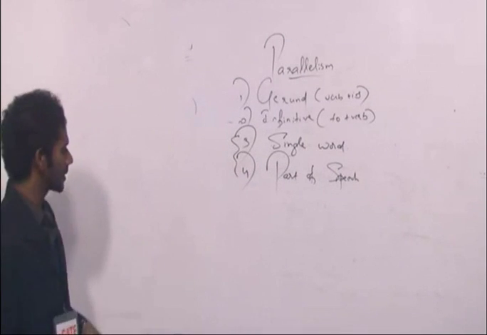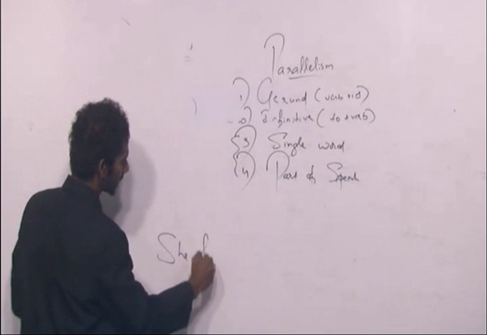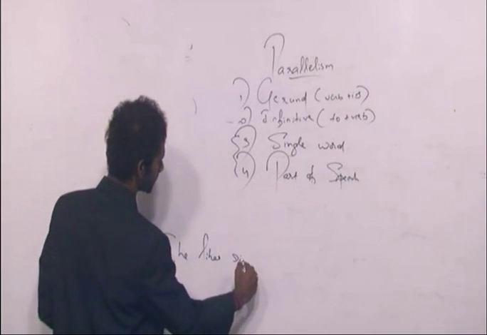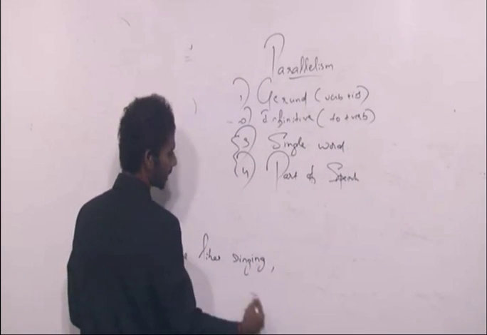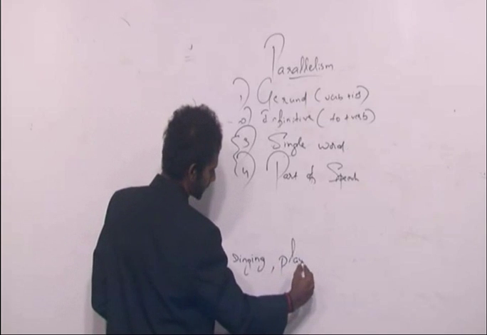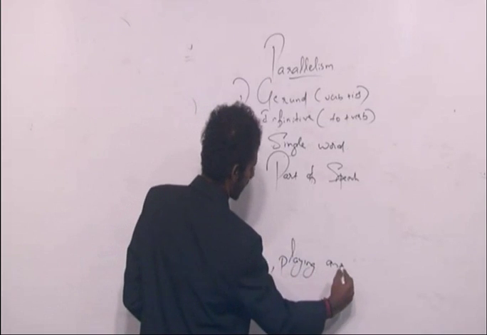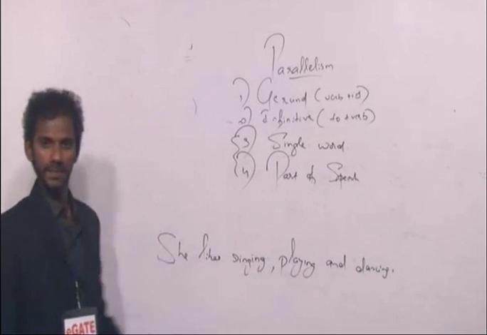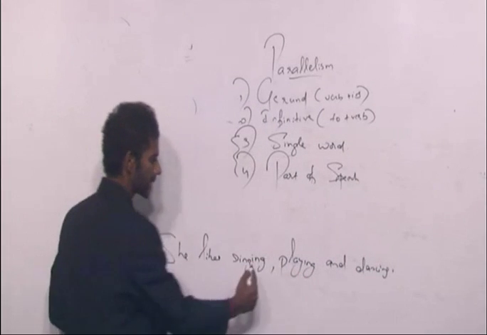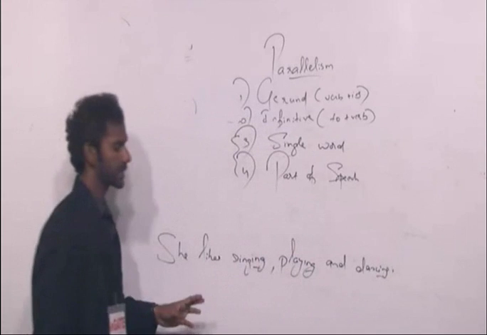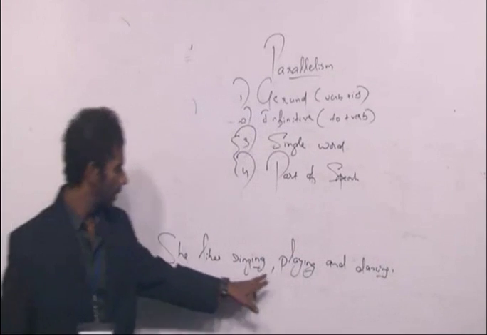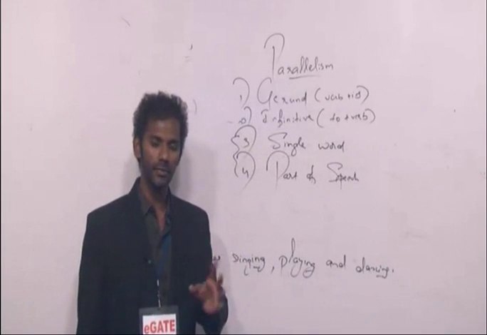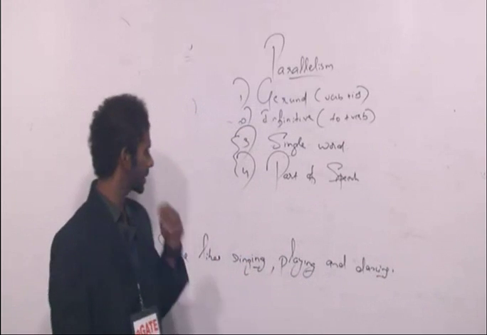I'll write the same sentence. She likes singing, comma, playing, and dancing. Parallelism is there, right? She likes singing, ing, ing, ing. She likes singing, playing, and dancing. Comma and tells us about the number of ideas, conjunctions and punctuation marks.